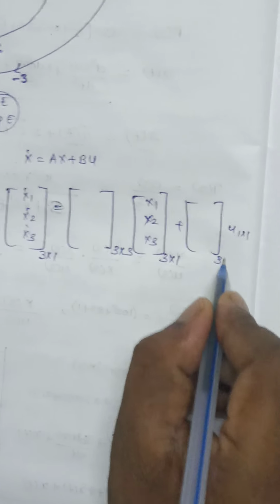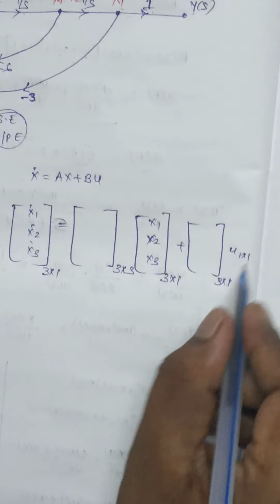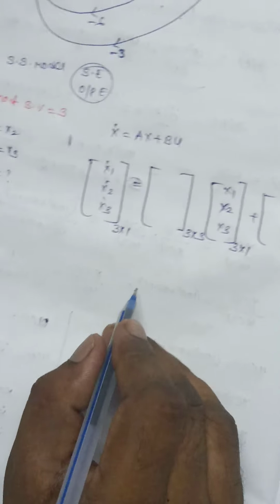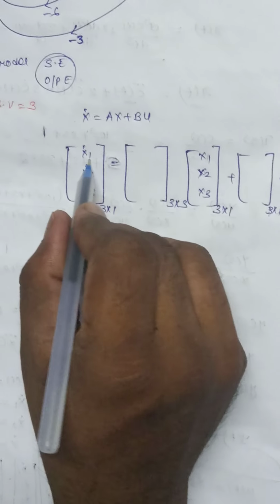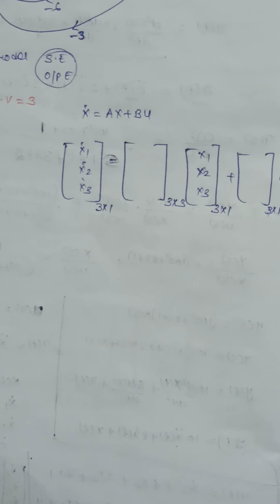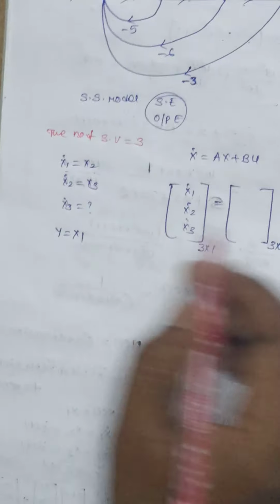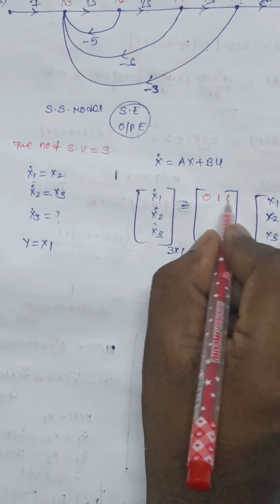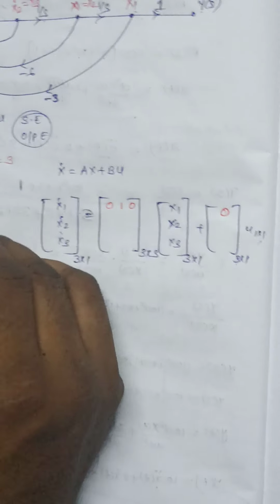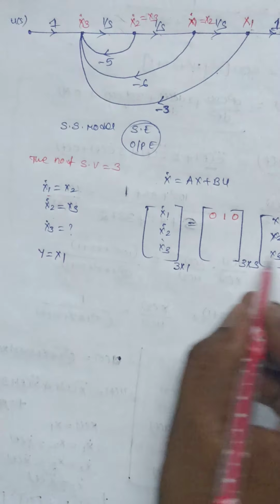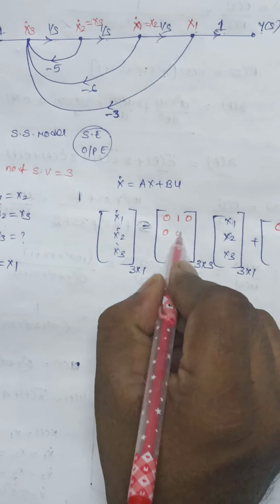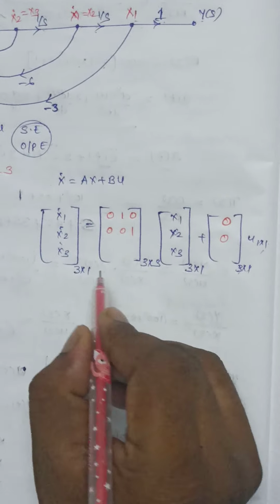So it should be a 3 by 1 matrix, 1 1 1. Let them cancel, finally I got a 3 by 1 matrix. Okay. So here x1 dot is equal to x2, so the coefficients are 0 1 0, and there are no inputs involved here. x2 dot is equal to x3, that is 0 0 1 here, and there is no input here.